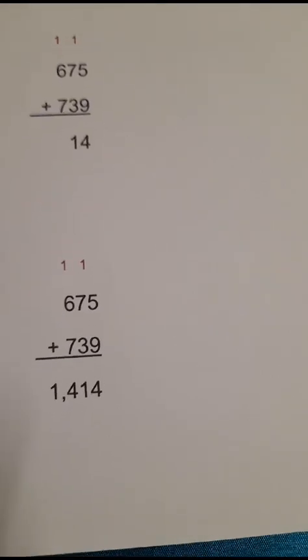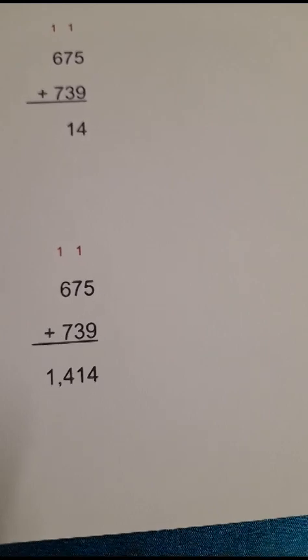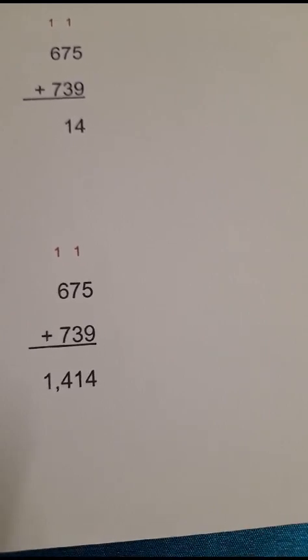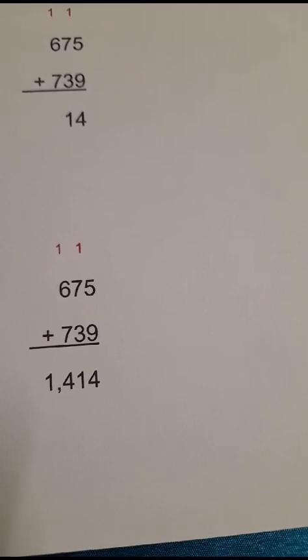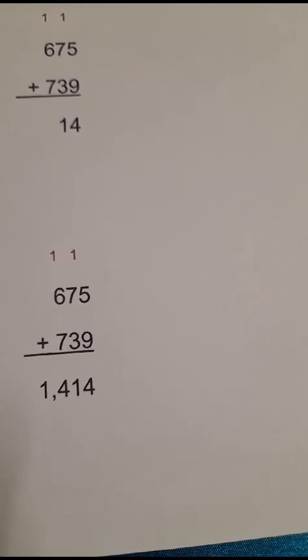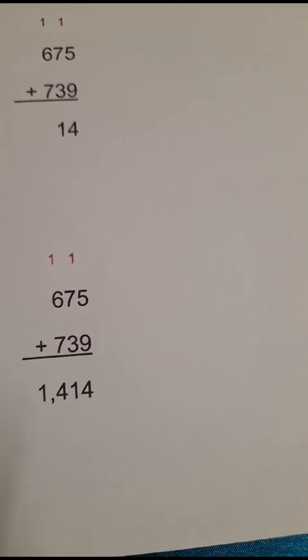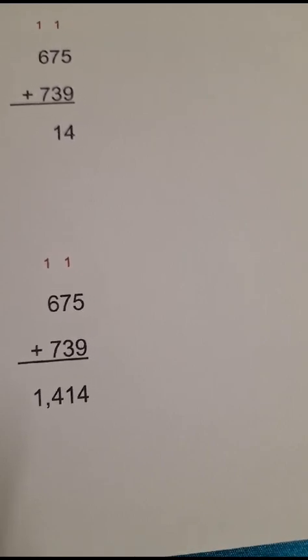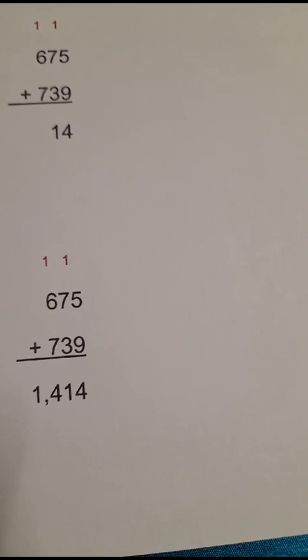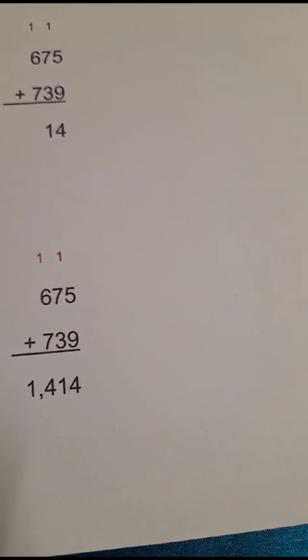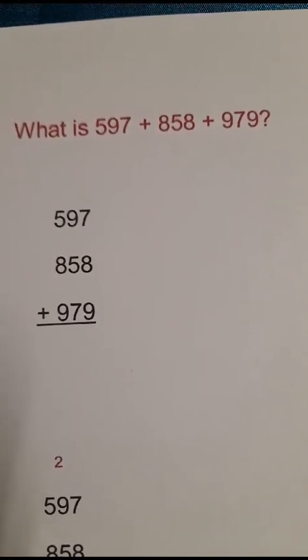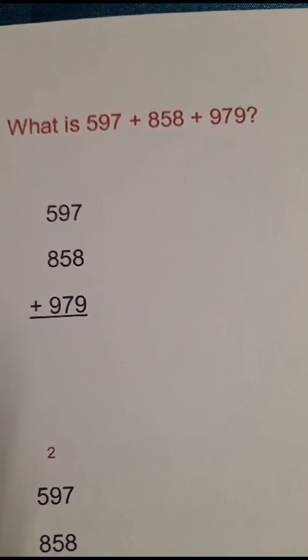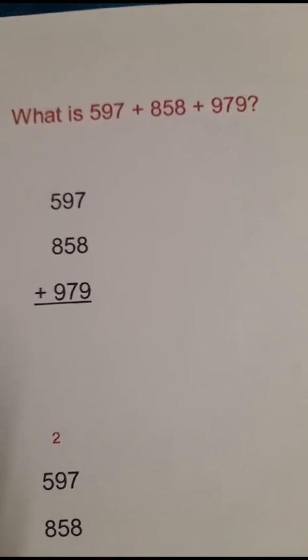Then we add the hundreds column. We say 7 plus 6, that's 13, plus 1, that's 14. We put the 4 at the bottom in the hundreds column. Then we put a comma in front of the 4. Then we put the 1 in front of the comma. Therefore, 675 plus 739 equals 1414. What is 597 plus 858 plus 979?